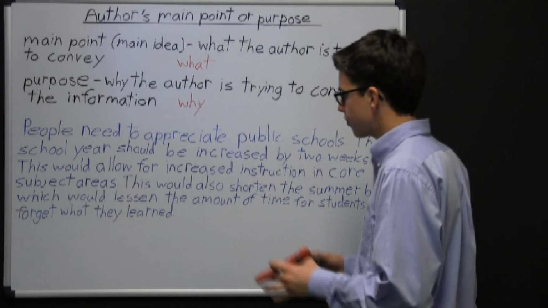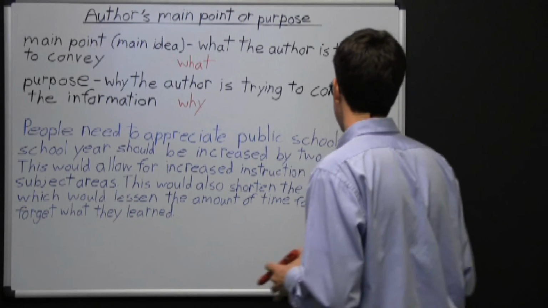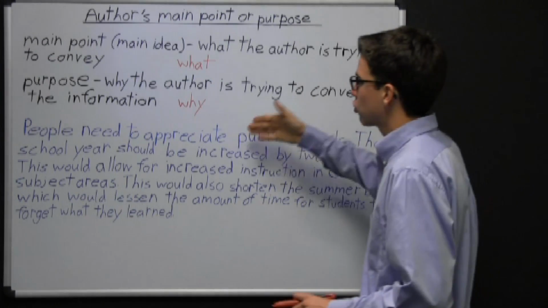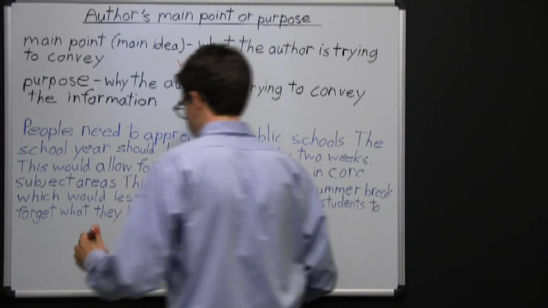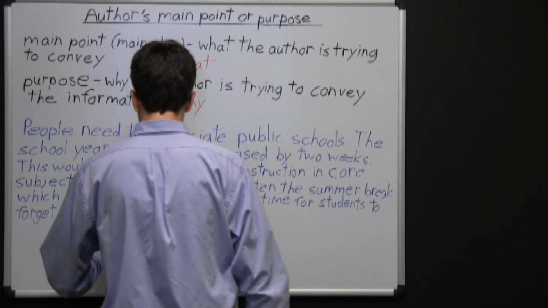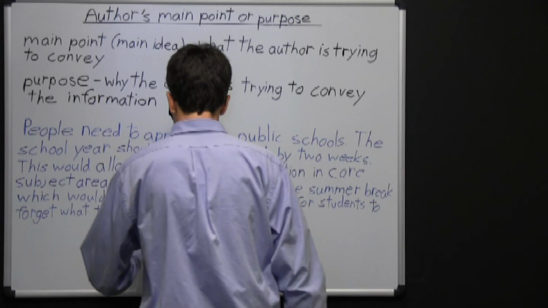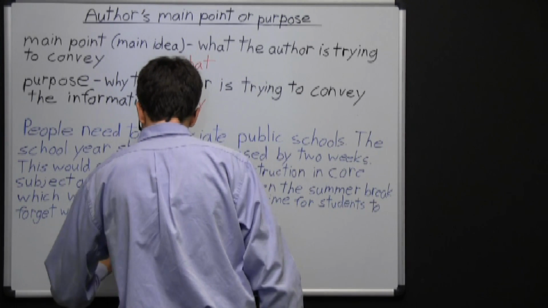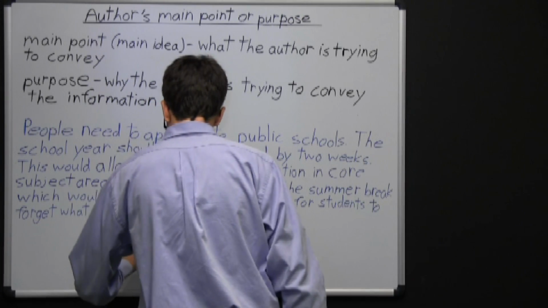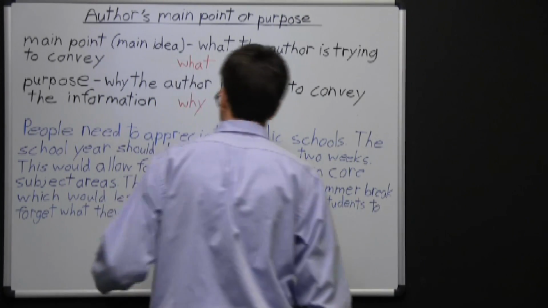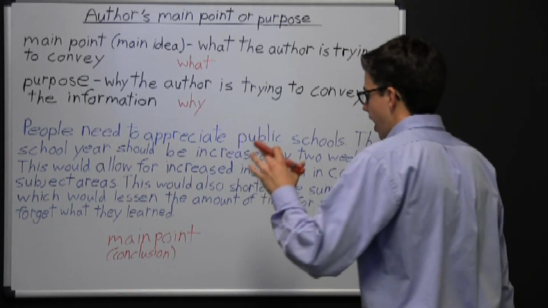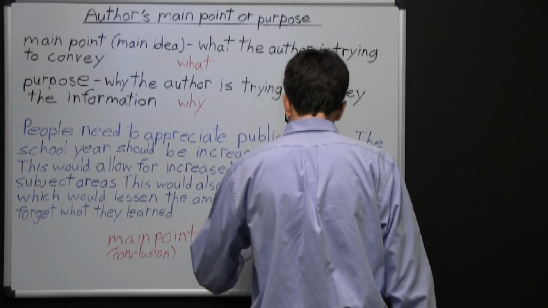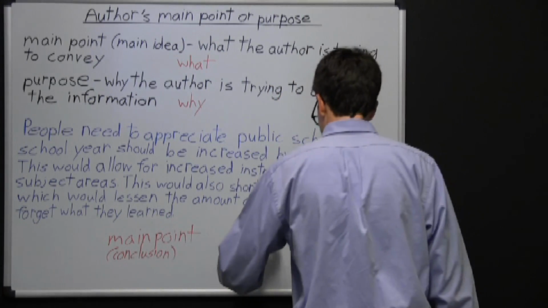So, this first sentence here says, people need to appreciate public schools. So, could that be a conclusion or a main point? Another word for main point is a conclusion. So we have main point, and then I'll put in parentheses here, conclusion. And then we have premises that back up a main point. This is basically kind of the evidence or the reasons behind that main point.